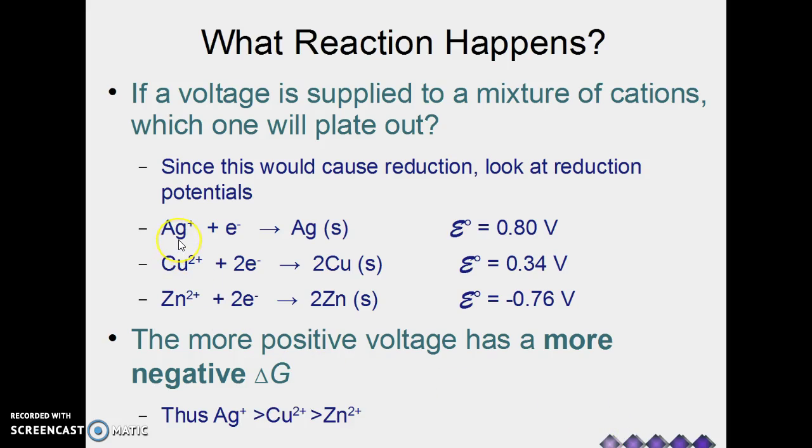Thus, silver ions would plate out in preference to copper ions, and copper ions would plate out before zinc. Silver would come out first. Once the silver has been reacted, you can then plate out the copper.